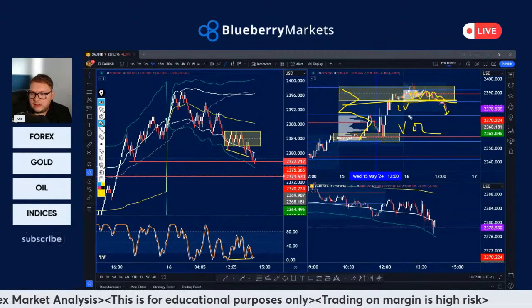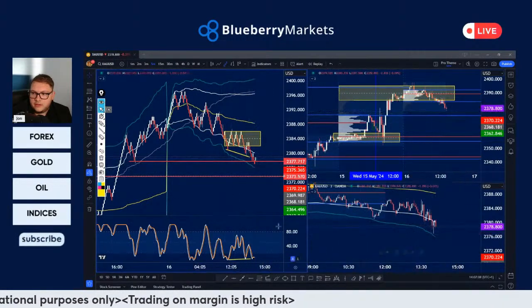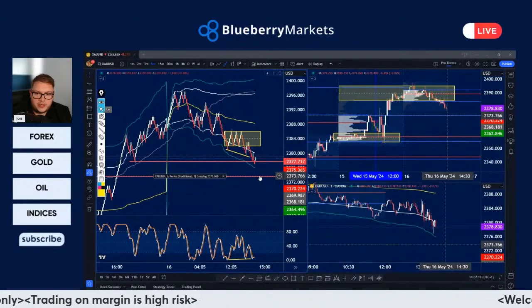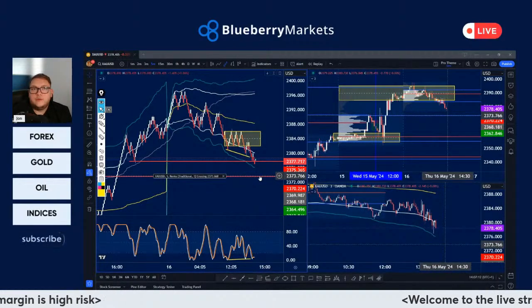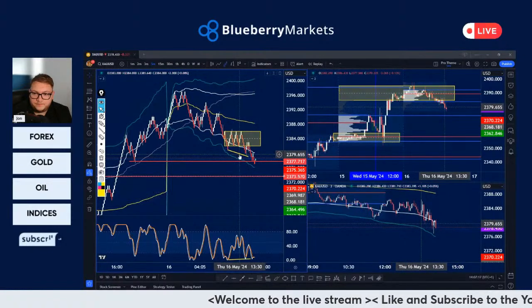So, yeah, that's why my theory is there in terms of looking at maybe a bit of a continuation for a very short period before price comes into this area potentially. So that's what I'm looking at right now.